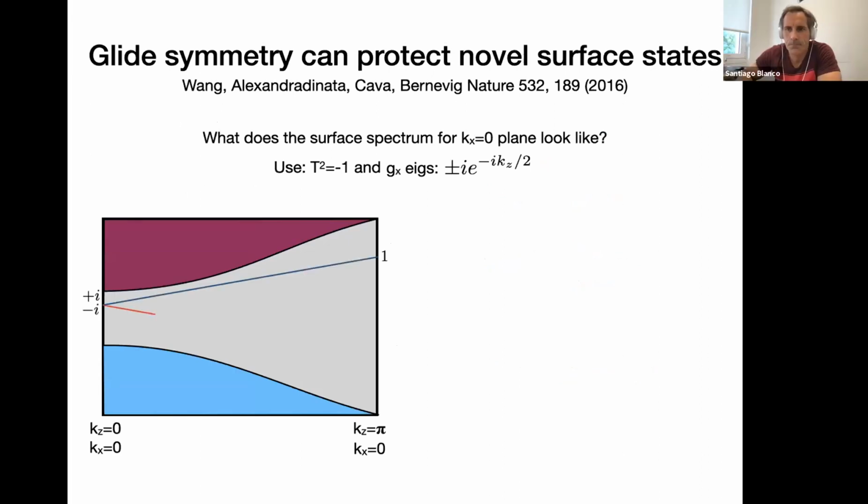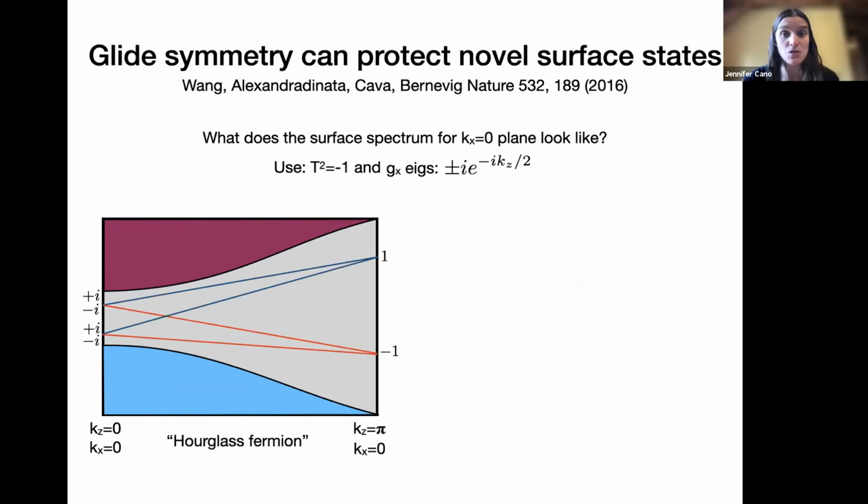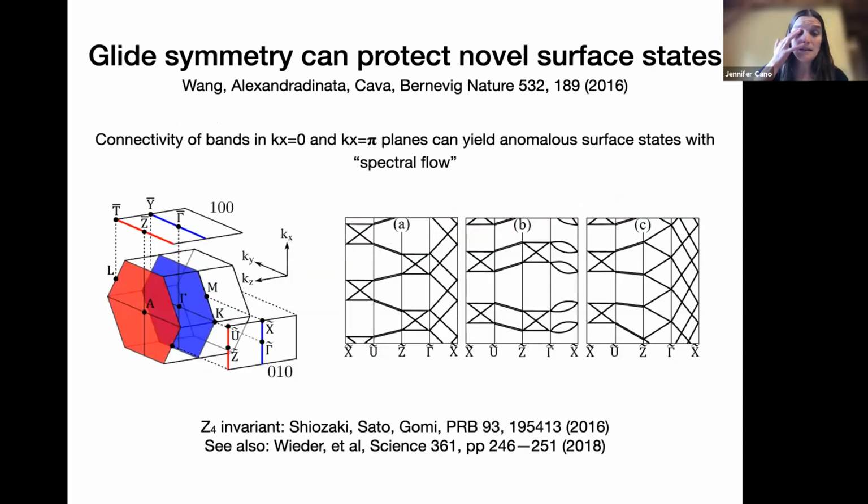Okay, so glide symmetry can protect these special looking surface states. In particular, there are two lines in the surface Brillouin zone that will have this property, and so you can connect them in different ways. There are different possible ways to connect these surface states, some of which have what's called spectral flow. That is, there are always bands crossing the Fermi level at any given energy, and some of them don't have this kind of flow, and that just depends on the bulk invariant. There's a Z4 invariant corresponding to all these different possibilities, which was classified in this work. We also commented on it in this second paper.